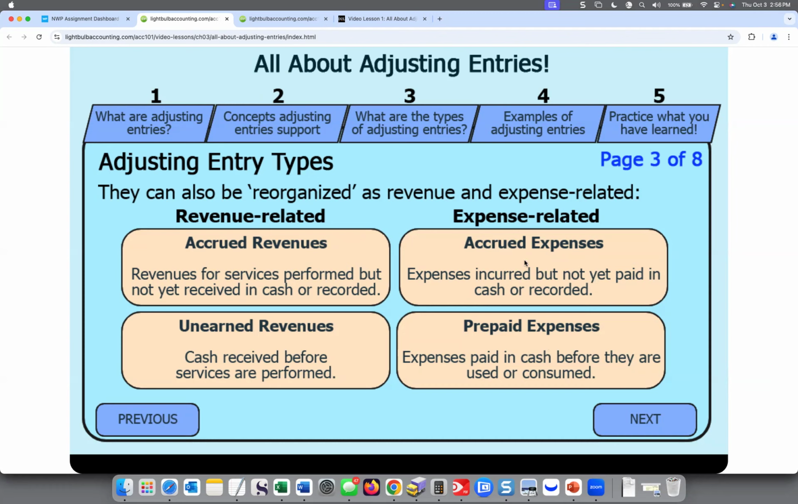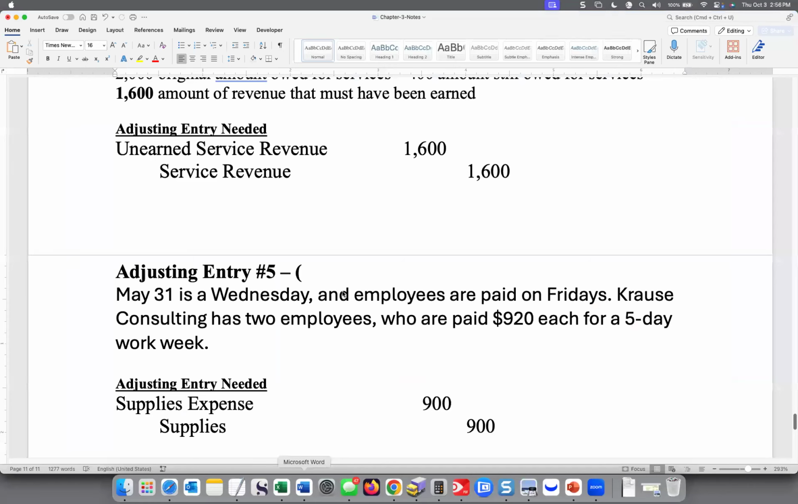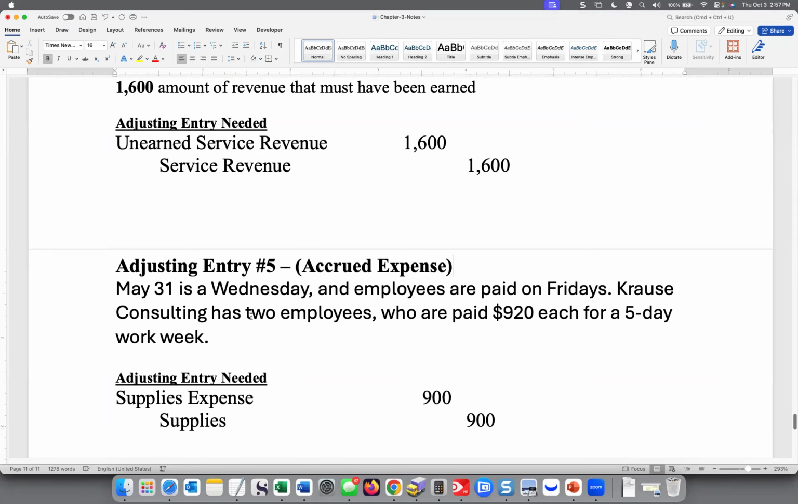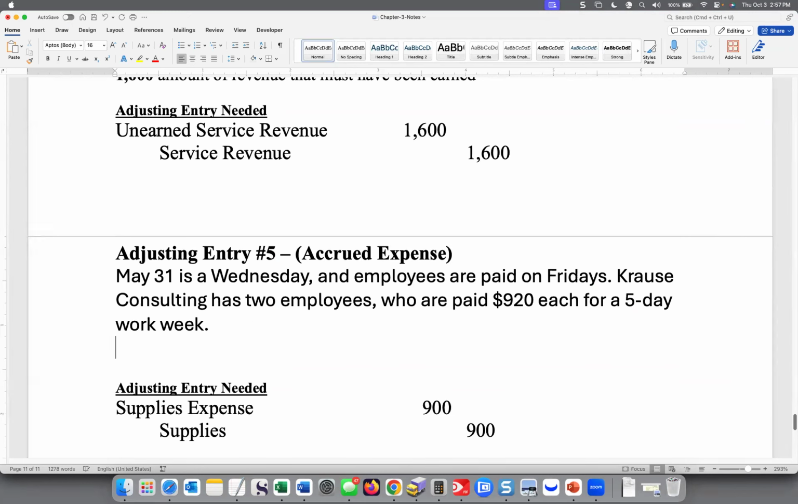Yeah, it's an accrued expense. And again, salaries, wages, interest, those are all accrued expense examples. You have perfect examples of them. So we'll go in our notes and we'll label that accrued expense. All right. Now that we know that, now we got to figure out our numbers.